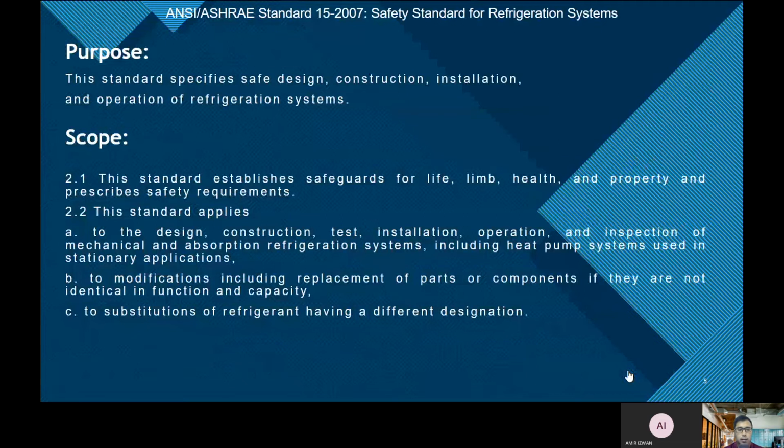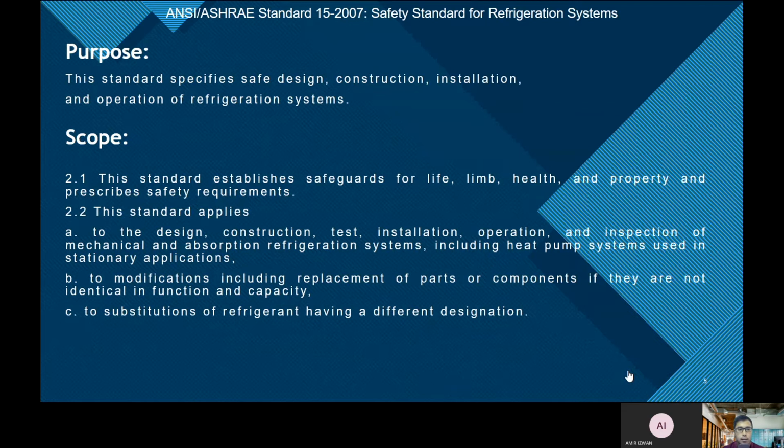This standard applies to the design, construction, test, installation, operation, and inspection of mechanical and absorption refrigeration systems, including heat pump systems used in stationary applications. B. To modification, including replacement of parts or components if they are not identical in function and capacity. C. To substitution of refrigerant having a different designation.